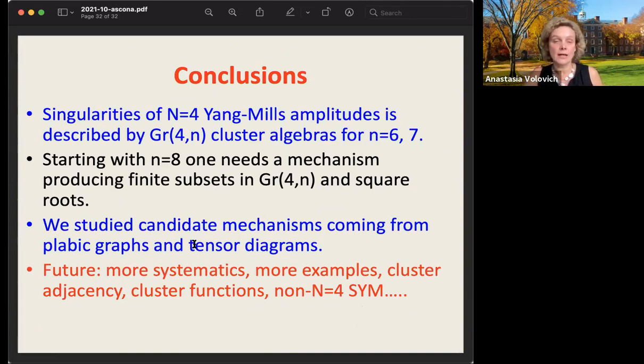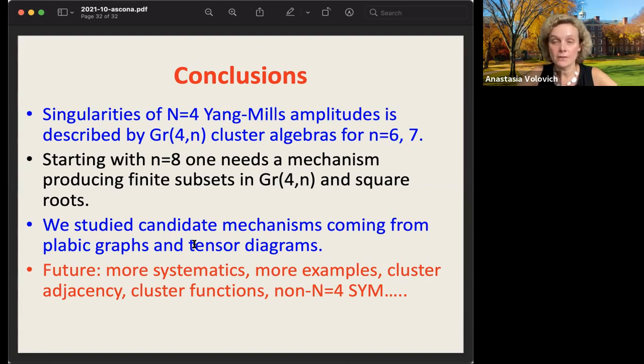So I've talked to you about N=4 super Yang-Mills amplitudes. I showed you that for 6 and 7 points, the singularities of these amplitudes are described by Gr(4,n) cluster algebras. Then I told you that starting at 8 points, one needs a mechanism producing two things: finite subsets of Gr(4,n), because the cluster algebra becomes infinite, and also a mechanism to produce square roots. There have been several approaches to this problem: tropical geometry, Plabic graphs, and we invented two of them, Plabic graphs and tensor diagrams, and we were able to reproduce the existing data from the actual amplitude computations. So a lot more work should be done in the future, with some subtleties to handle more systematically.